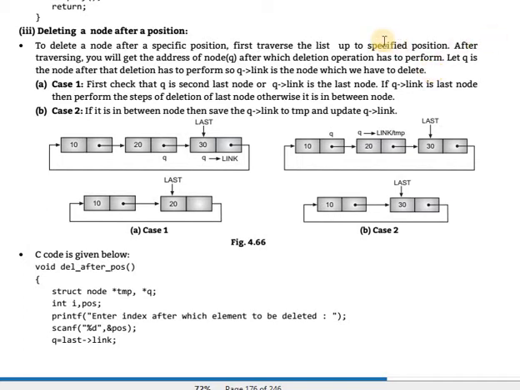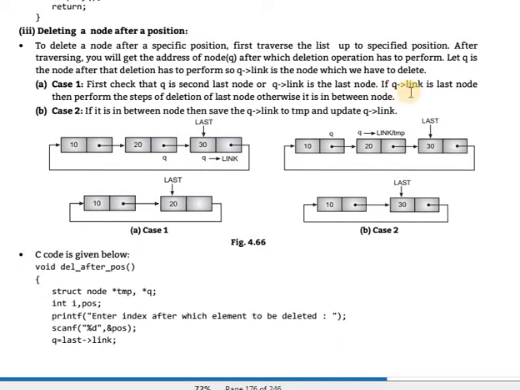And that said that when traversing up to that specified position, that time that q address, that q link with next elements as a q variable, and that which you want to delete, that means that the intermediate node will be deleted. Case 1: first check that q is the second last node or q link is the last node.